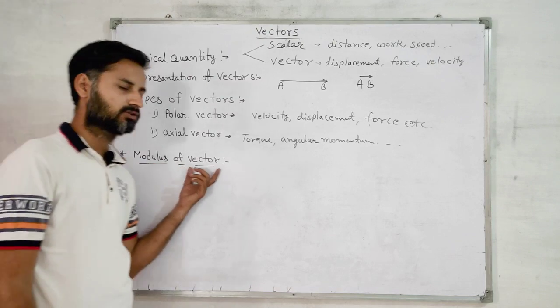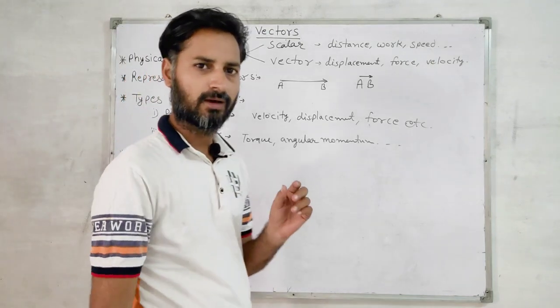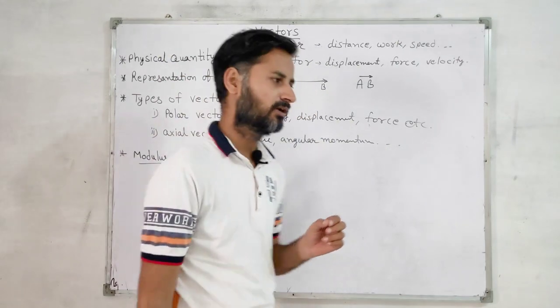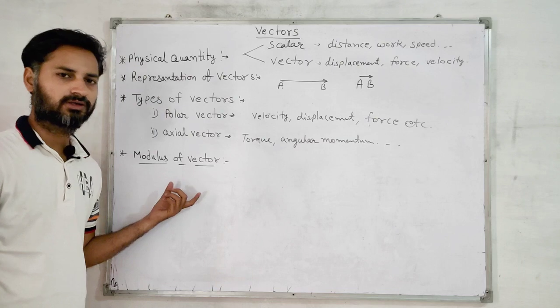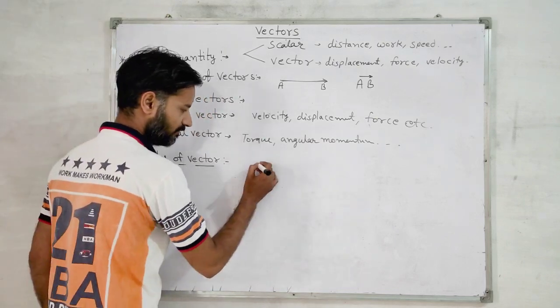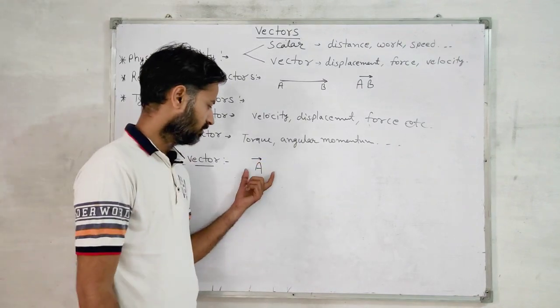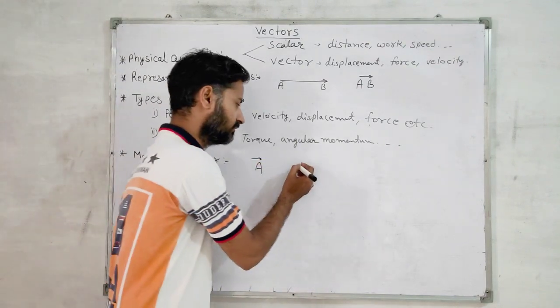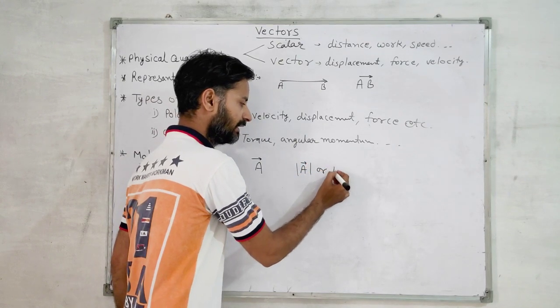Next point is modulus of vector. So what is modulus of vector? A positive number which represents the magnitude of vector is called modulus of vector. We have a vector a vector. Then its modulus can be written as mod of a vector or only a.